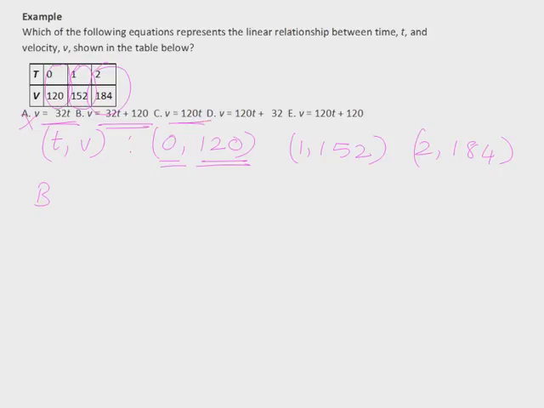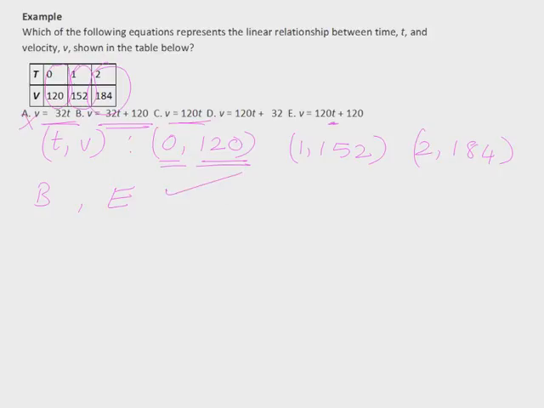C, v equal to 120t. Not happening. When I put t equal to 0, I get v equal to 0. D, v equal to 120t plus 32. When I put t equal to 0, I'll get v as 32. Not happening. And E, v equal to 120t plus 32. So when I put t as 0, I get v as 120. So B and E are happening.